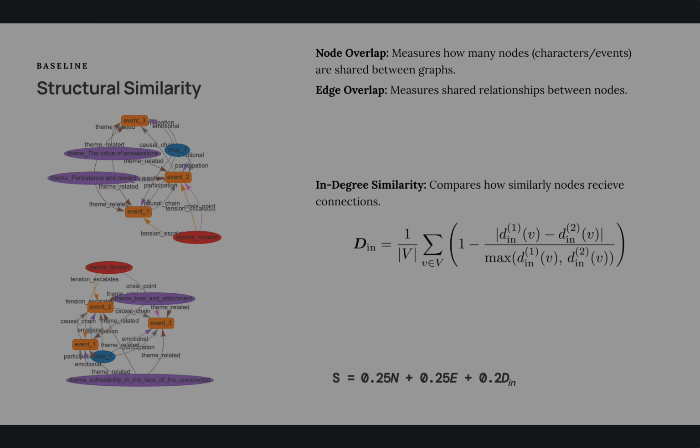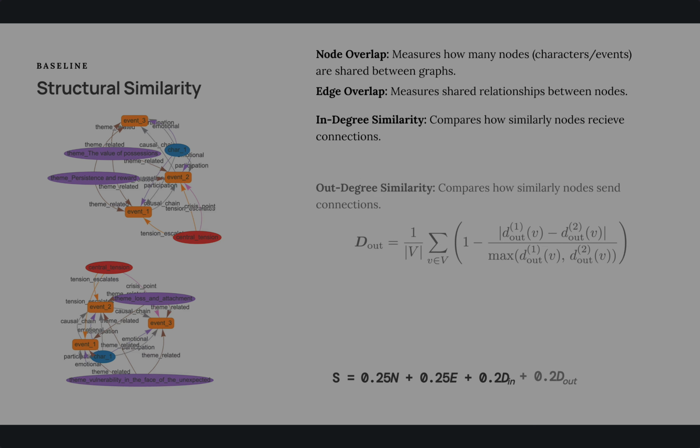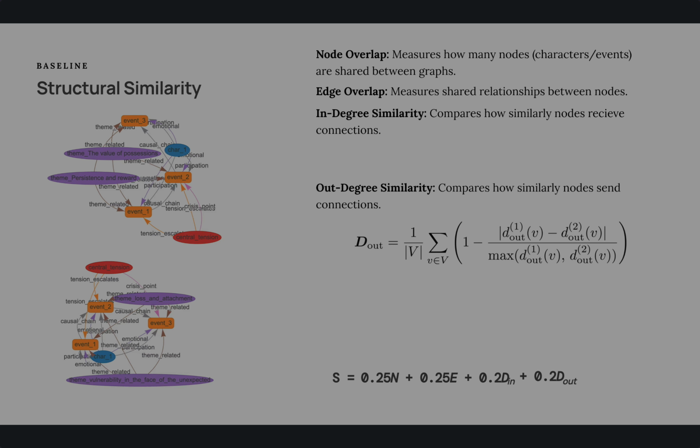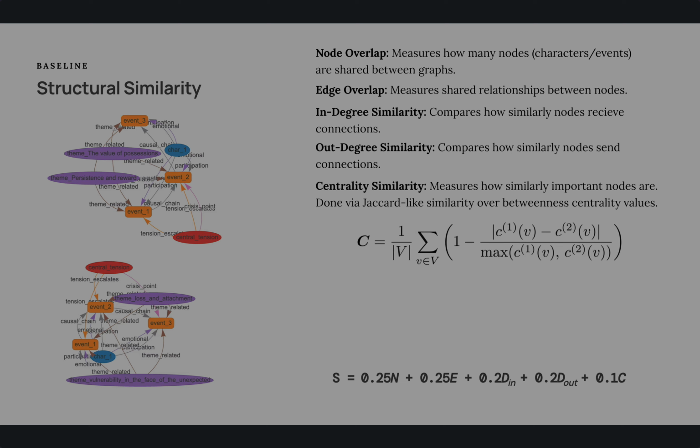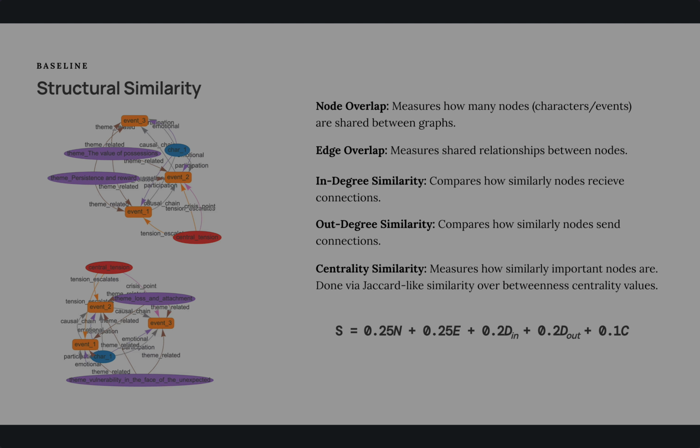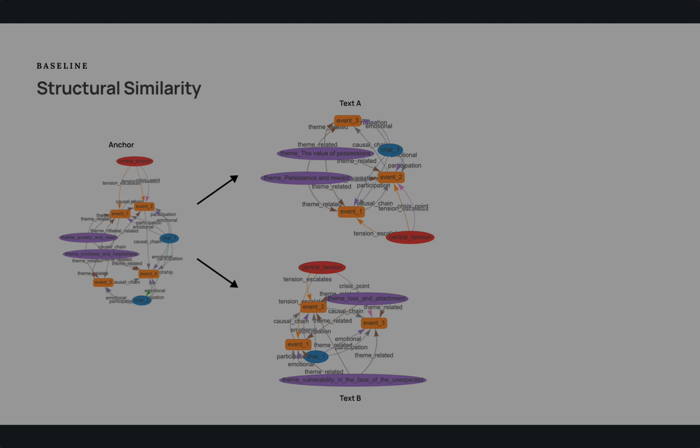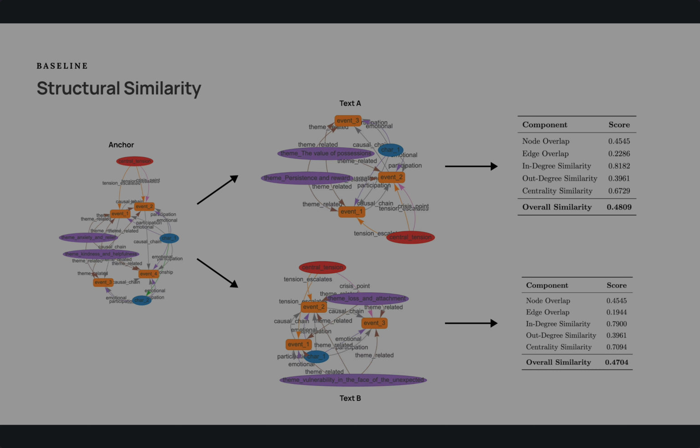Beyond simple overlap, we also examine how similar graphs distribute connections. In-degree similarity compares how similar nodes receive relationships, and out-degree similarity compares how similar nodes send relationships, capturing whether events and characters play structurally similar roles across stories. Finally, centrality similarity measures whether the most important or influential nodes occupy comparable positions in each narrative. This is computed using the betweenness centrality values and a normalized difference formula. All components are combined using a weighted score. This is how the scores look when computed for the graphs.